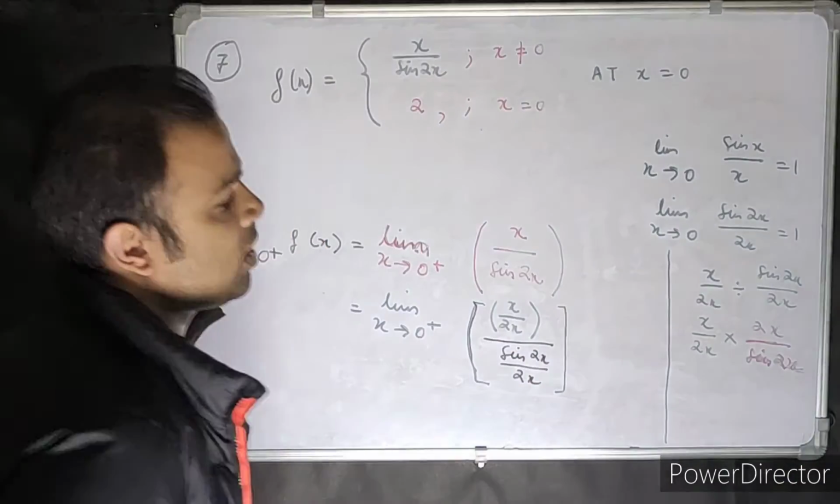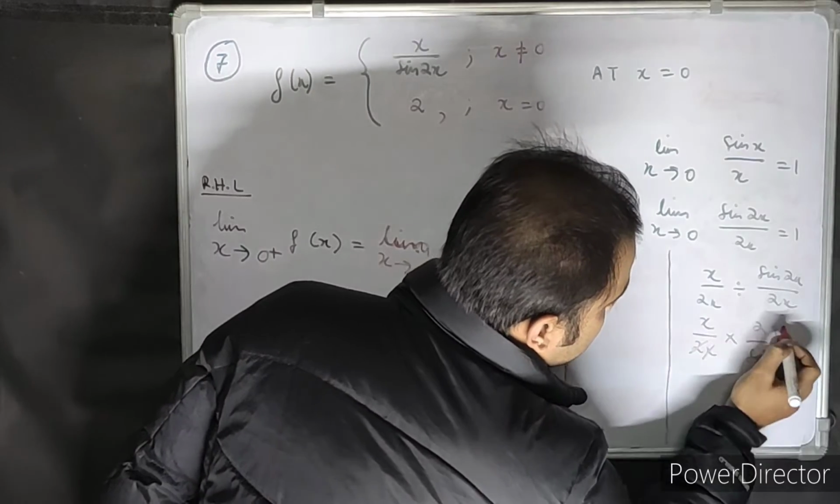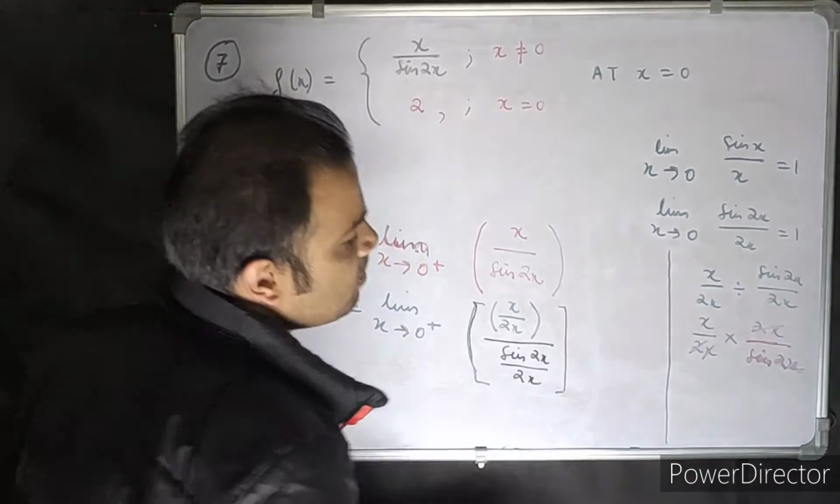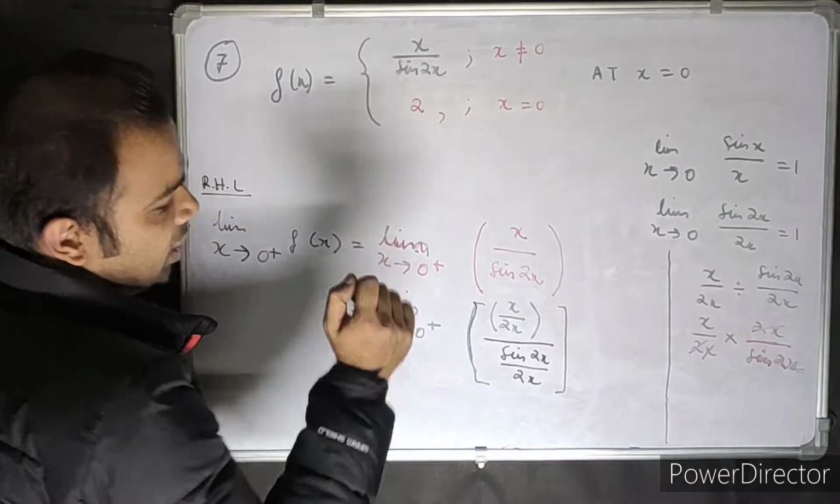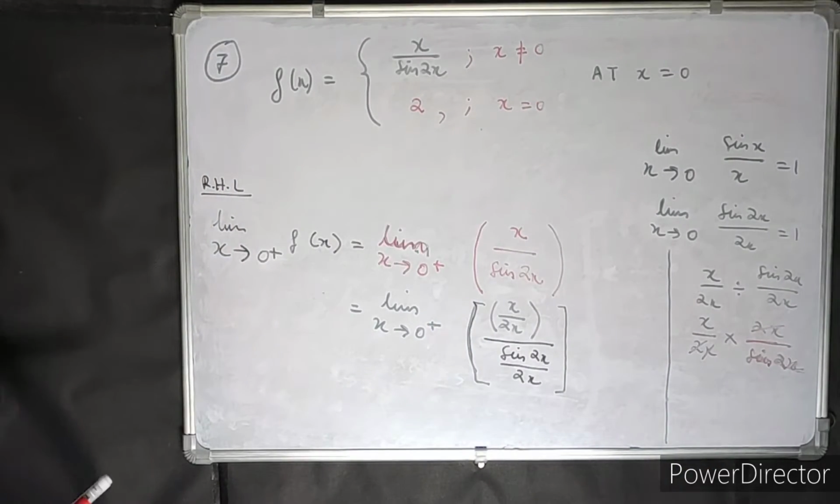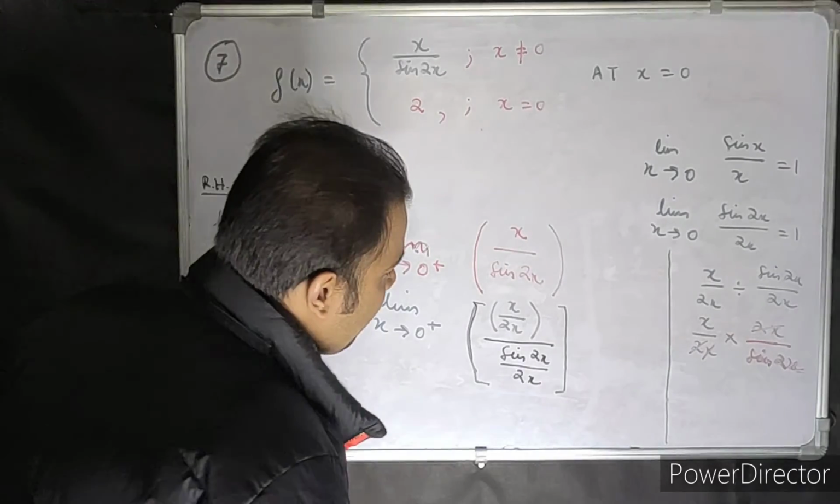Sine 2x. Now see, the 2x is gone from here, the whole thing, and we get x by sine 2x. Aren't you getting x by sine 2x? So that was the question, x by sine 2x. Now basically my question is over. What do I have to do?